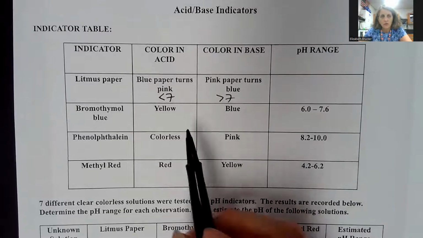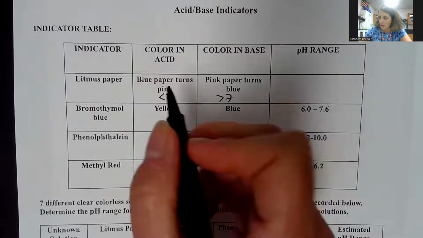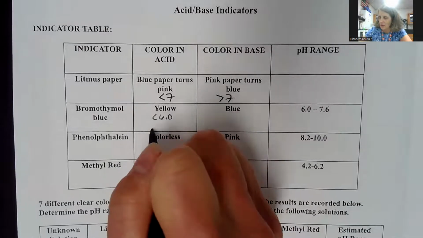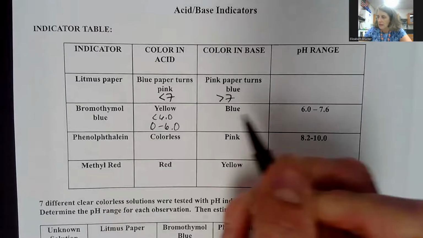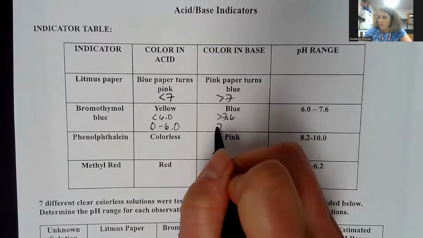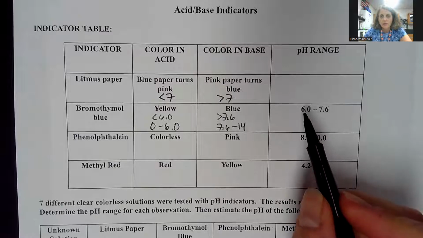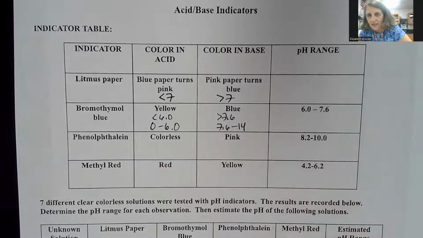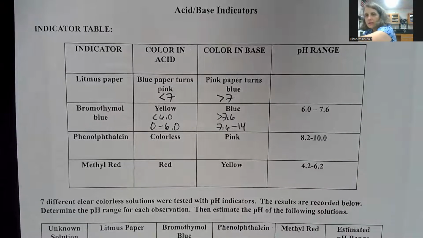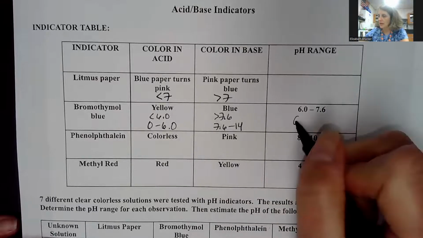If pink paper turns blue, we're going to say that it is greater than 7. All right, so Bromothymol Blue turning yellow, again, it's going to be on the end of this range, so it's going to be less than 6.0, or you could say 0 to 6. If it is blue, it is greater than 7.6, or you could say 7.6 to 14. And if you have the range exactly 6 to 7.6, then you could say that it is a mixture of those 2 colors, which in this case is green.